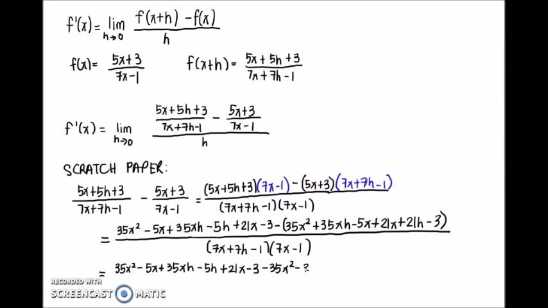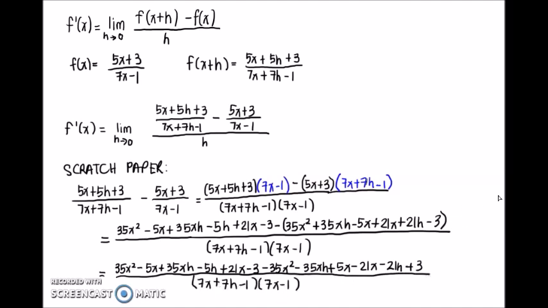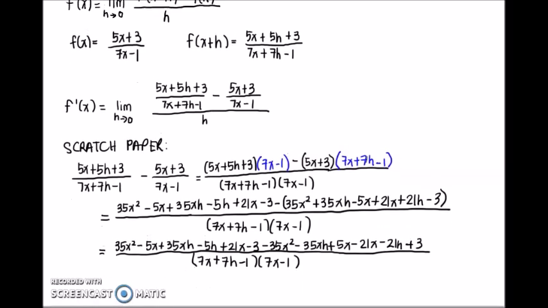So, negative 35xh, positive 5x, negative 21x, negative 21h plus 3, and then all over. And then from there, gawin natin ay combine like terms.